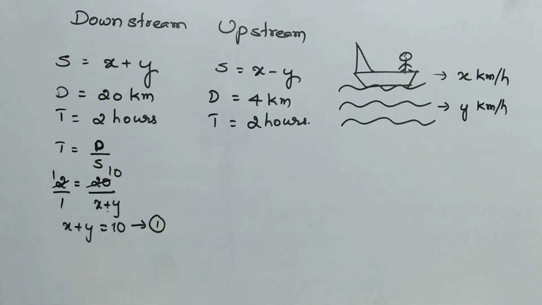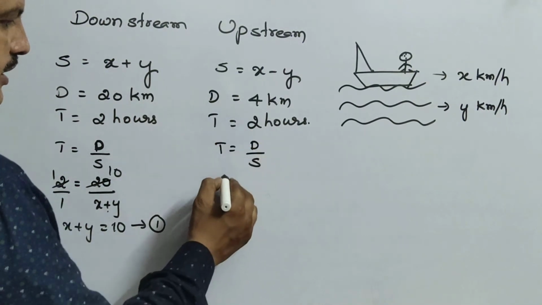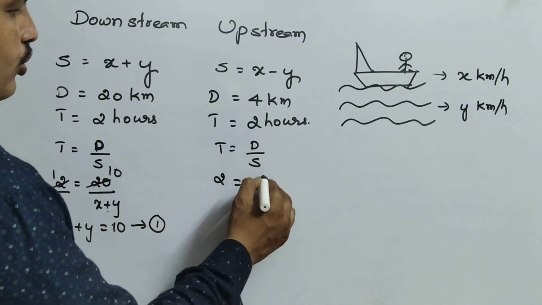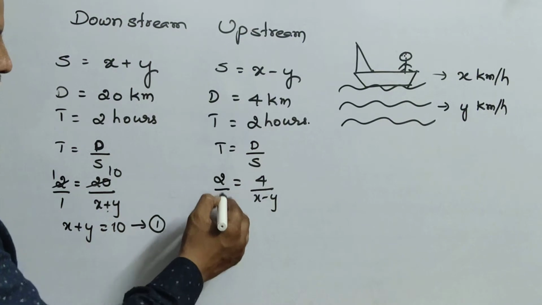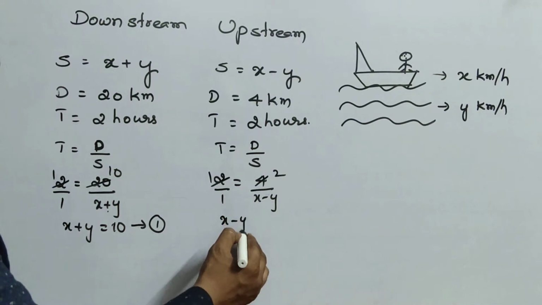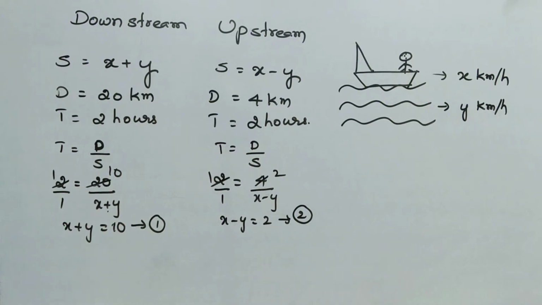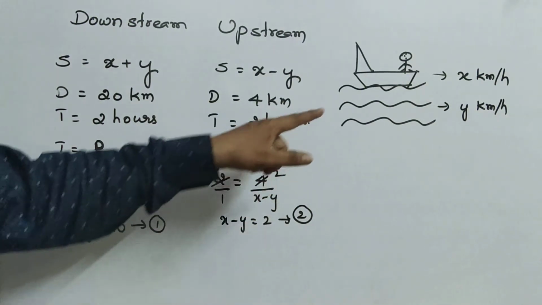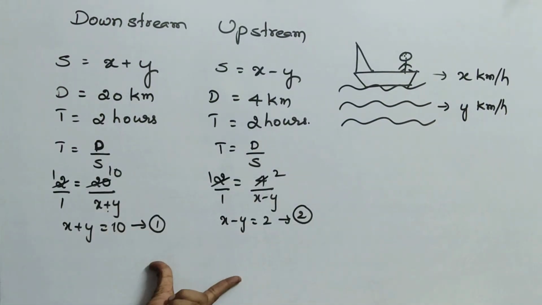Now coming to upstream, children, again time is equal to distance by speed. That is 2 hours equals 4 by x minus y. And in this one also, any chances for cancellation? 2 ones, 2 twos. Okay. So again x minus y equals 2. So you got the second equation. Now by solving these two equations, you are going to get the speed of the rowing of the stream and the speed of the current. You can use any method, either elimination or substitution, whichever method you like.